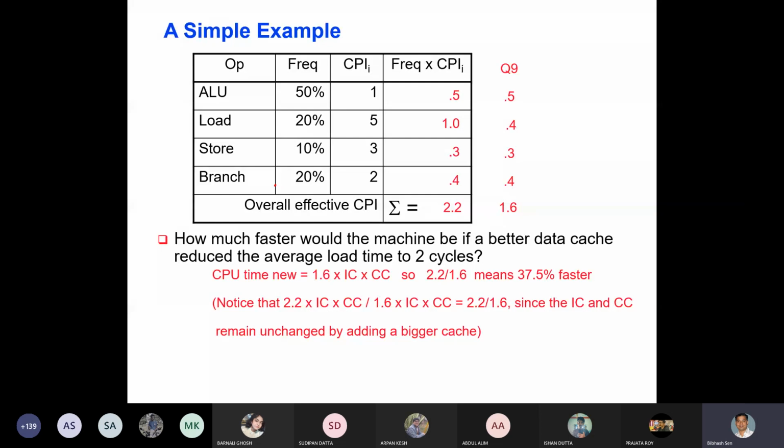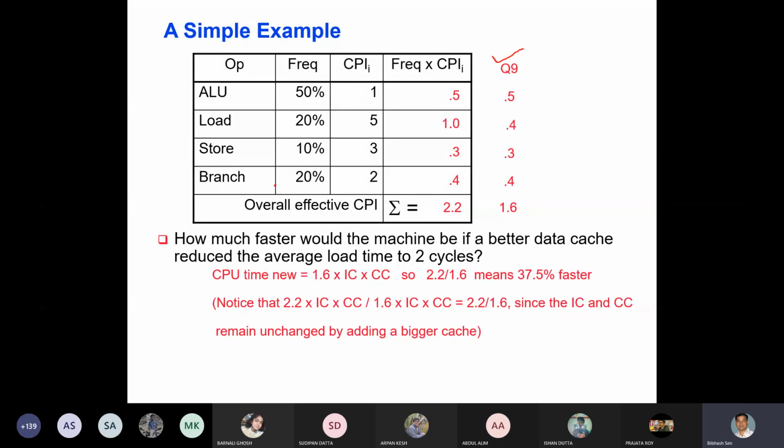Now CPU time new is 1.6. The total IC, the number of instructions, and the clock cycle both remain the same. So actually you are finding 2.2 by 1.6 for the CPU execution time, which means it becomes 37.5% faster. This one becomes 37.5% faster.